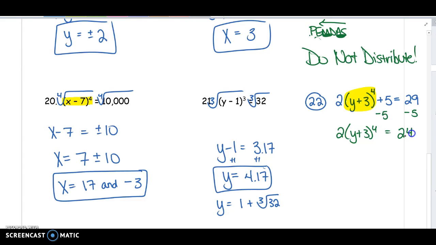Is that 24? Then we're dealing with the multiplication. How do we get rid of that times 2? Divide by 2. We can't distribute it. We can't multiply it, so we have to get rid of it by dividing it. So that gives us y plus 3 to the 4th equals 12. Oh, you're right.